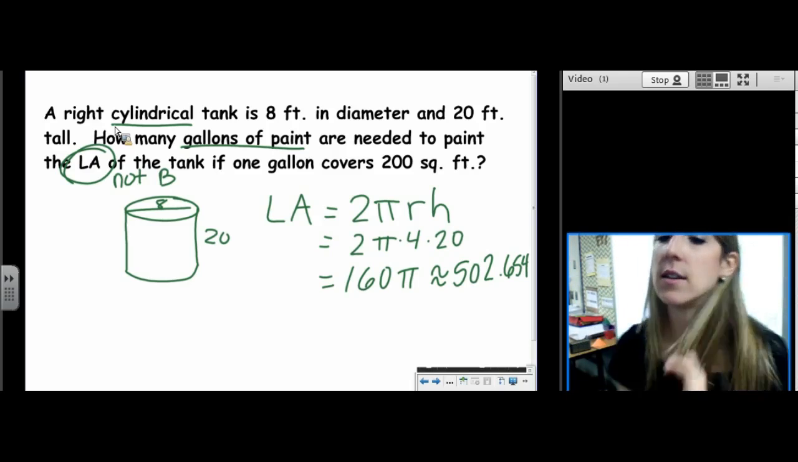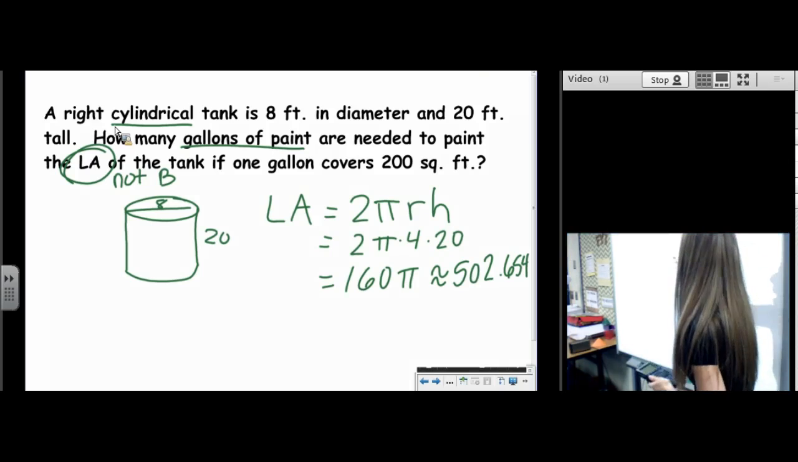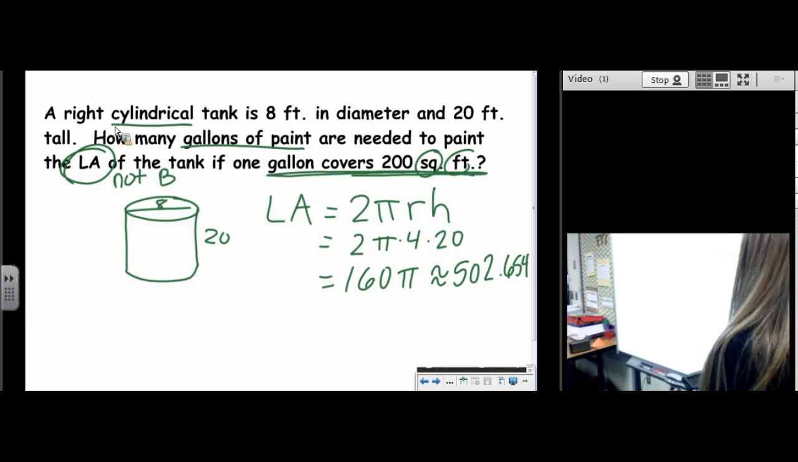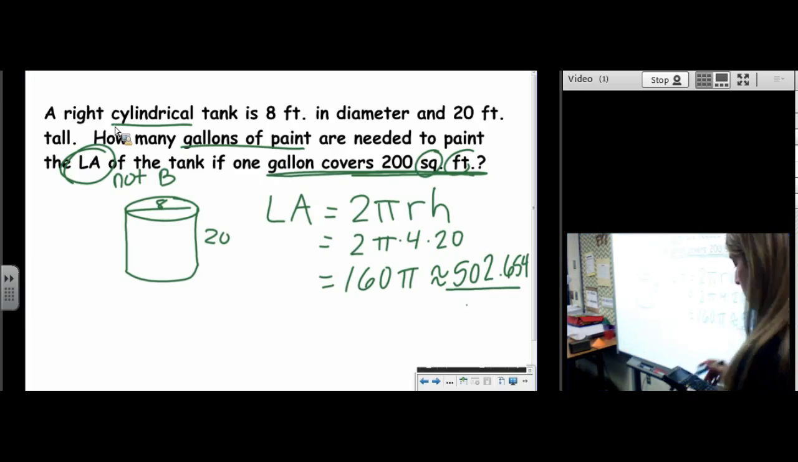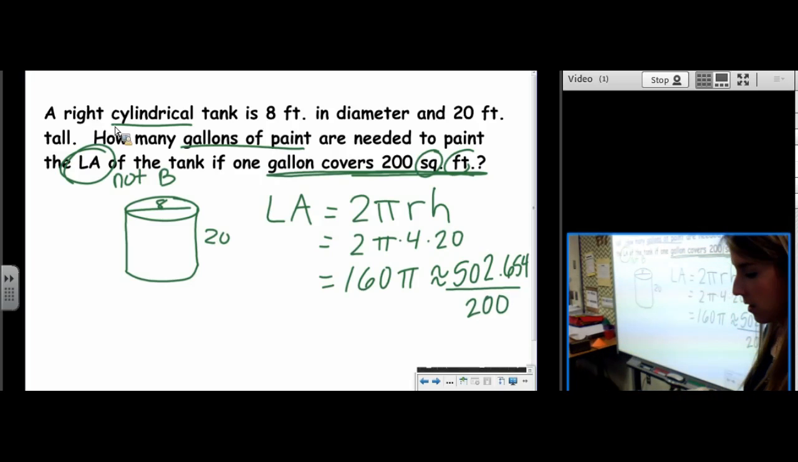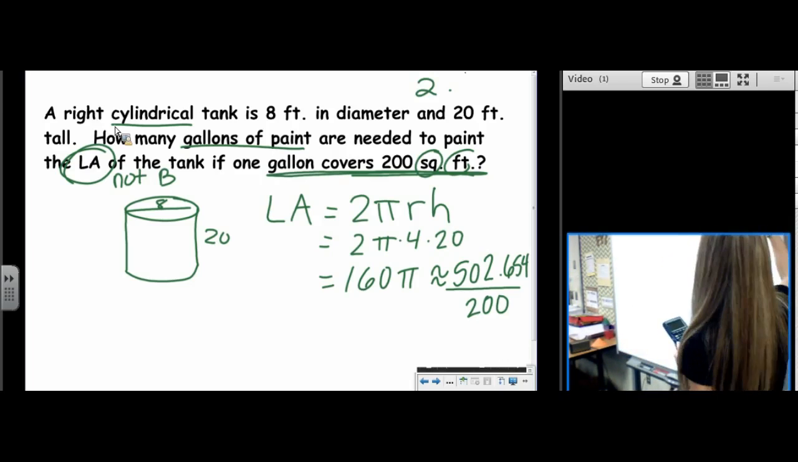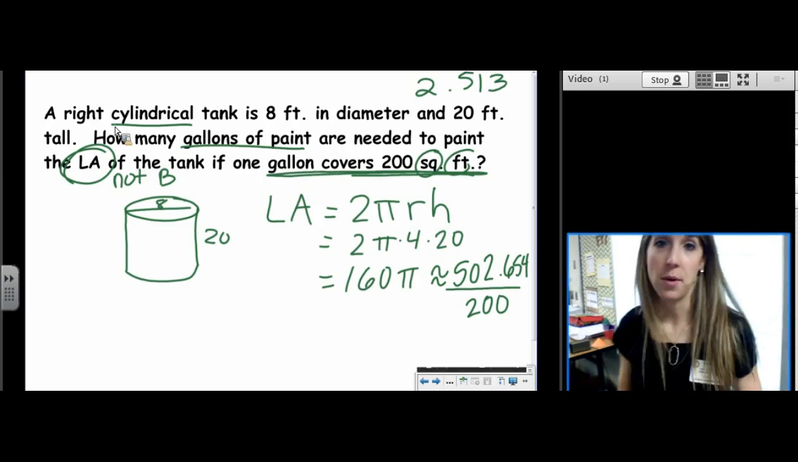So now we're going to divide. Each gallon covers 200 square feet. This is area, so we need to make sure we divide our area by 200. We divide what we got for our area by 200, and we get 2.513. So what answer do you put on your test?